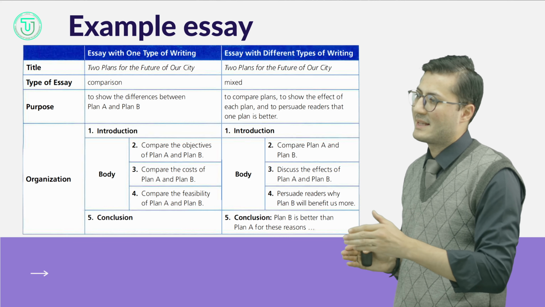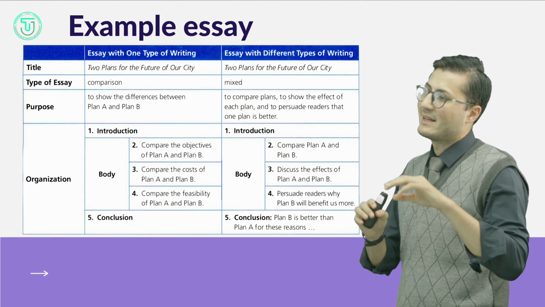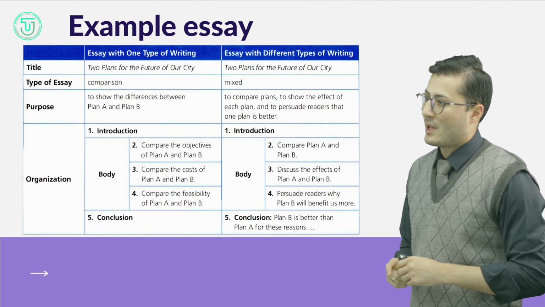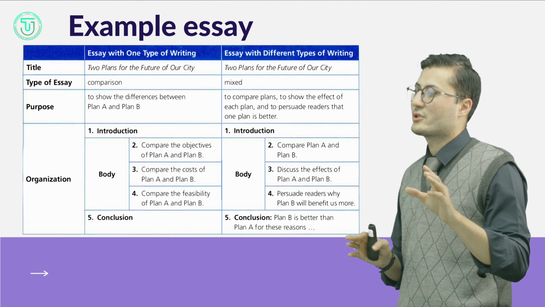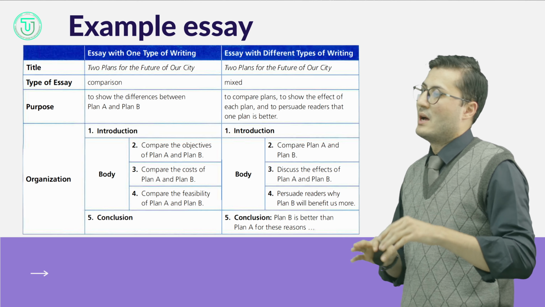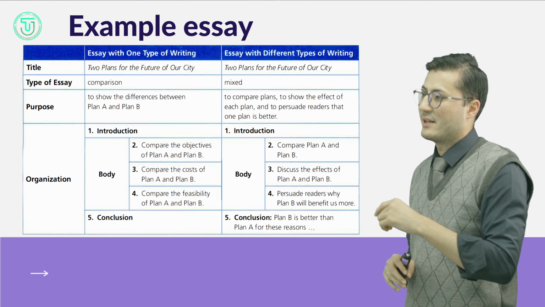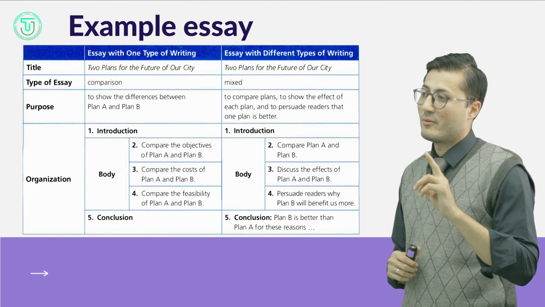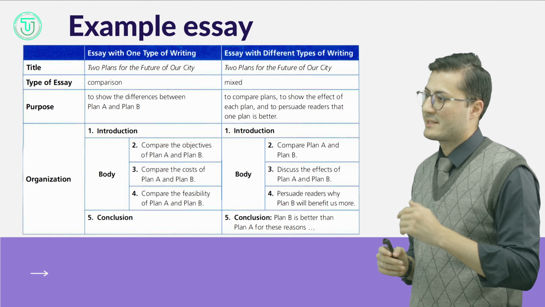I mean, two essays: one in which only one type of essay is used, and the second one in which mixed types of essays are used. For example, two plans for the future of our city. So the title in both cases is the same: two plans for the future of our city. However, the type of essay in the first one is comparison, so you can see only one type of essay. And in the second one, mixed. So let's take a look.